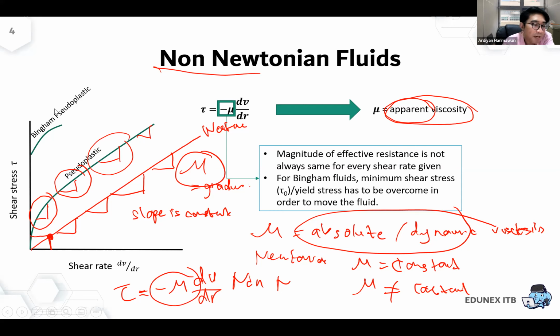In addition, for Bingham, it does not start from zero. Yeah, for Bingham fluids, you need minimum shear stress. We call it minimum shear stress in order for the fluid to move, so that the liquid can move. It means it requires minimum shear stress to be given to overcome the resistance. Ya, jadi untuk yang Bingham itu ada tambahan ini, shear stress awal untuk mengovercome tahanan yang diberikan oleh fluida.